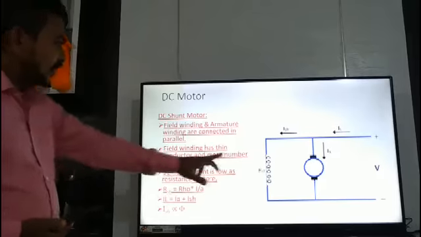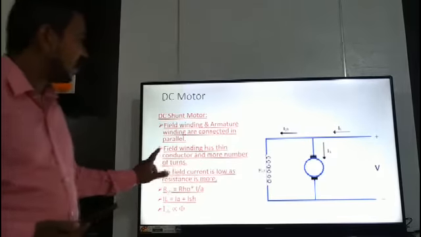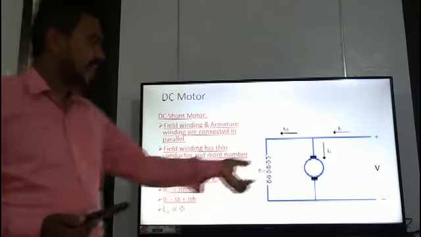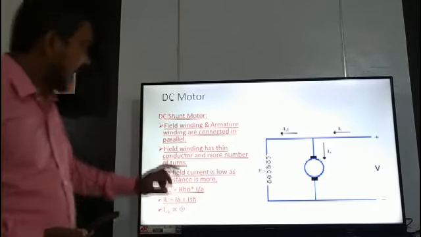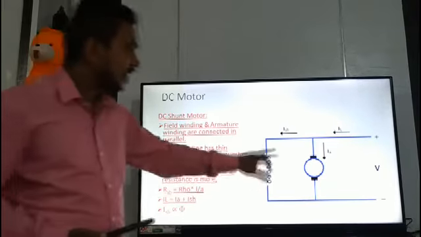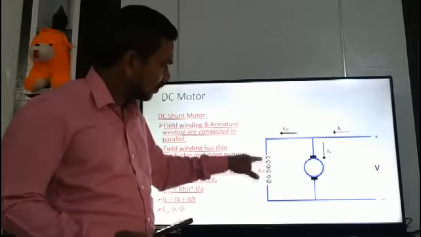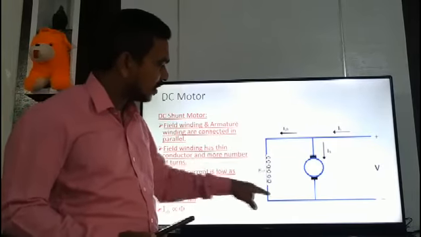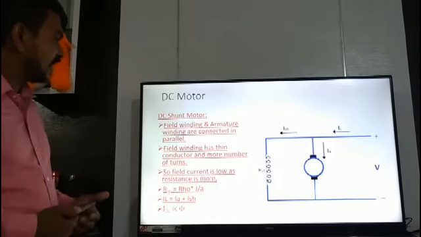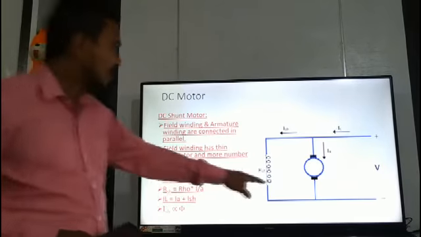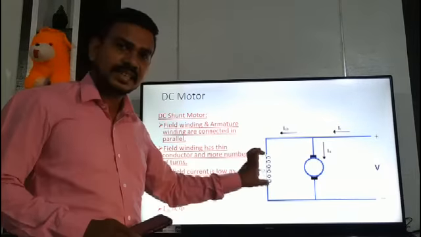Now, how does this field winding consist? The field winding has thin conductors. That means the cross-sectional area of this field winding is less and the number of turns in this field winding is more. As we see in this circuit diagram, the number of turns are more. So what happens? The field current is low as the resistance is more. Here the thinner conductors are used.